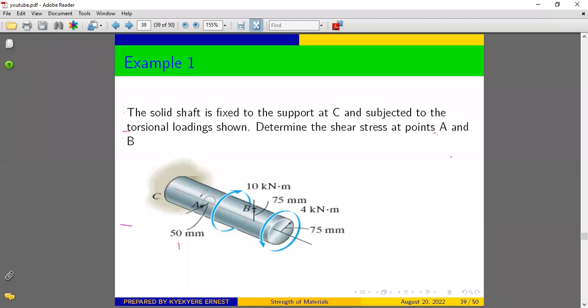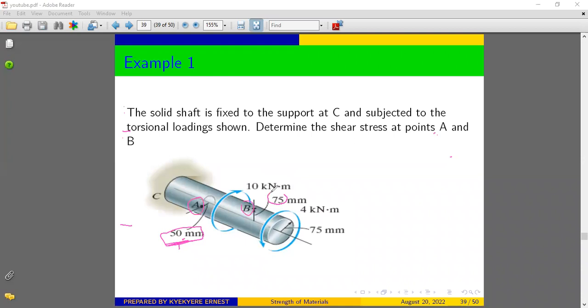And we are told that the diameters are varying. Look at it from the question. We are told that the diameter at point A is 50 millimeters. And the radius at point A, sorry for that. So the radius at point A is 50 millimeters. And the radius at point B, we are told that it is 75 millimeters.